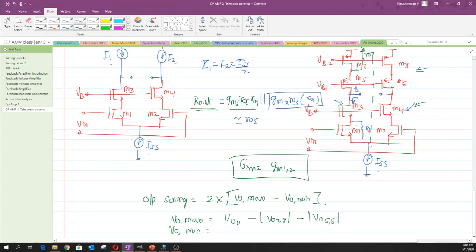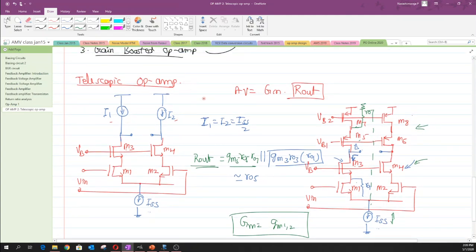And for the lower swing, we have to maintain a minimum drop across this M3, which is labeled as VOV 3 plus VOV 1, and also a minimum drop across this current source ISS, which is labeled as VCS. Plug these two expressions into the V out output swing expression, and you would get the total output swing.